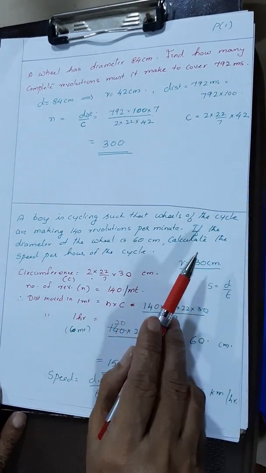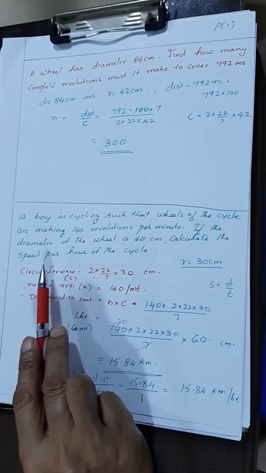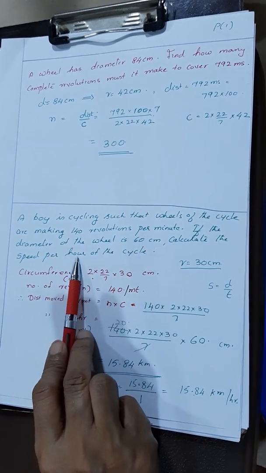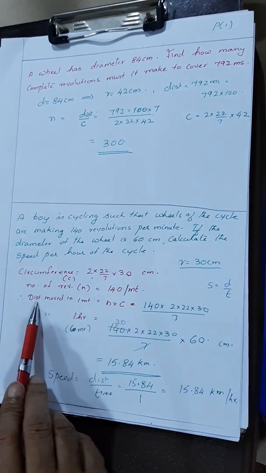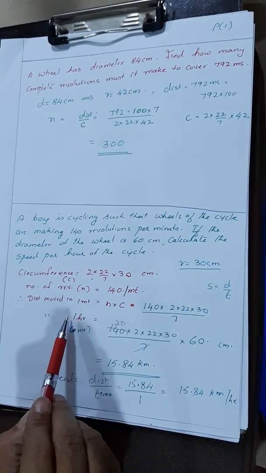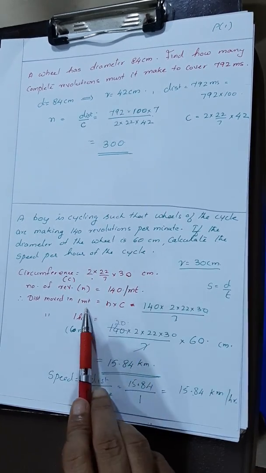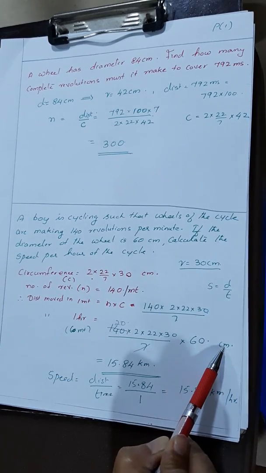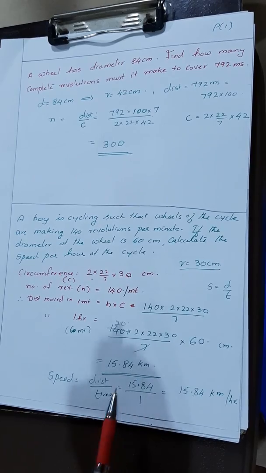Substitute in this, you get the distance moved in 1 minute. Now you have to find the speed per hour of the cycle. Speed is equal to distance by time. Since it is per hour, we have to find the distance moved in 1 hour. Here we have the distance moved in 1 minute, so to convert it into 1 hour, multiply by 60, and you get it in centimeters. Now you have to convert it to kilometers.